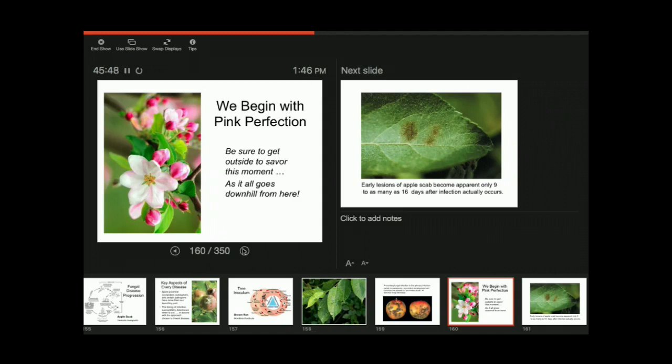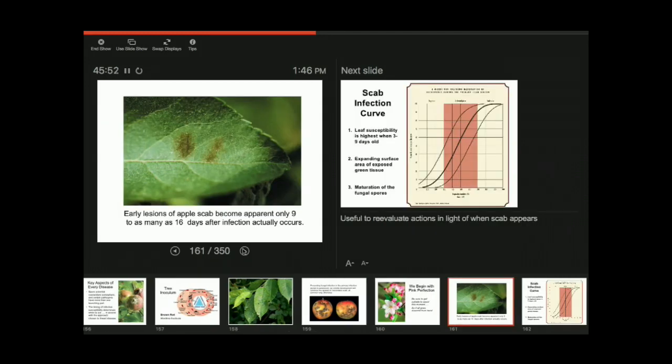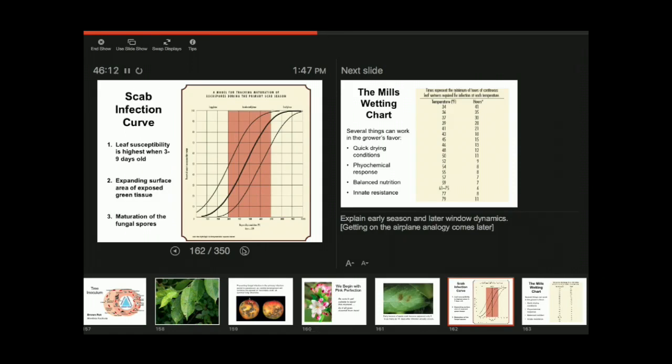And I don't totally mean it that way, but this is when things start to reveal themselves. So scab is something that even after that rainy spell and spores landed, we still don't see that infection for 10, 14, 16 days later. Again, it's all an invisible realm, but then it makes itself where you can see it. So there's a few factors that go into scab.